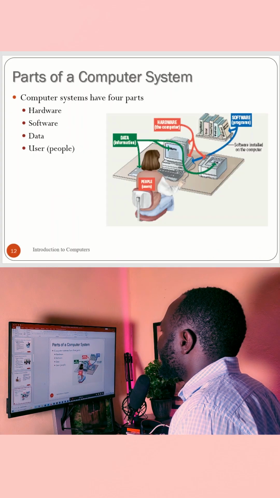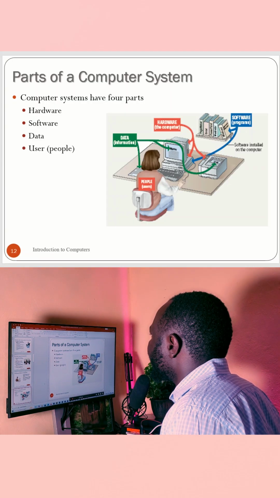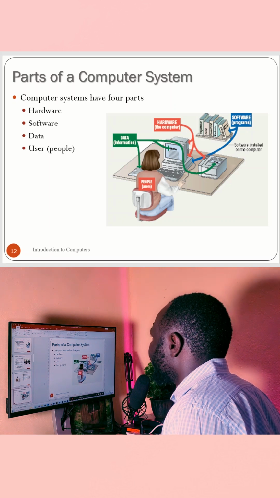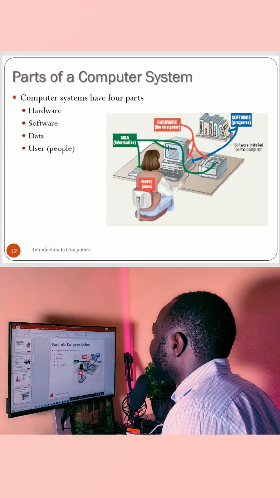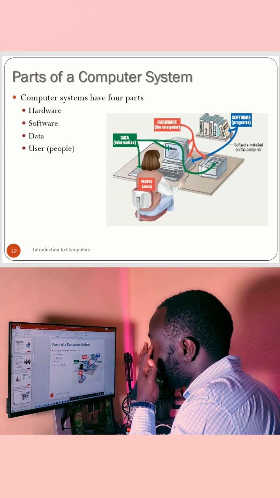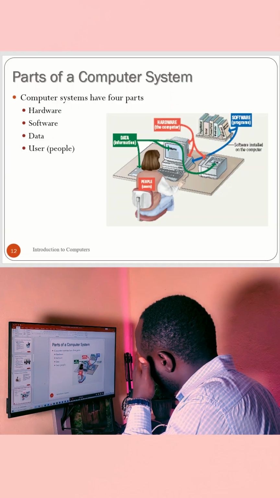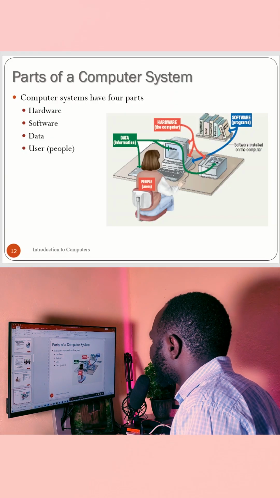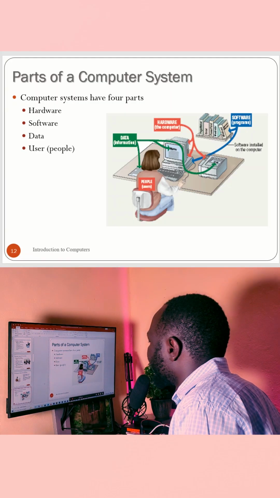Parts of a computer system. Computer systems have 4 major parts. We have the hardware, we have the software, we have the data, and then we have the users. Remember, please do not mix this with parts of a computer. Parts of a computer is different. Parts of a computer system is different.